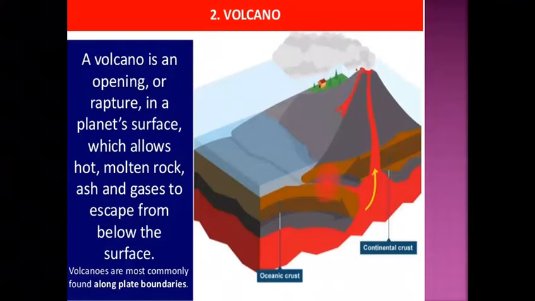Secondly, volcano. What is a volcano? A volcano is an opening or a rupture in the planet's surface. It allows hot molten rock, magma, and gases to escape from below the surface.